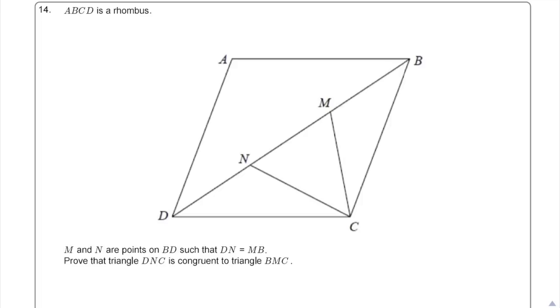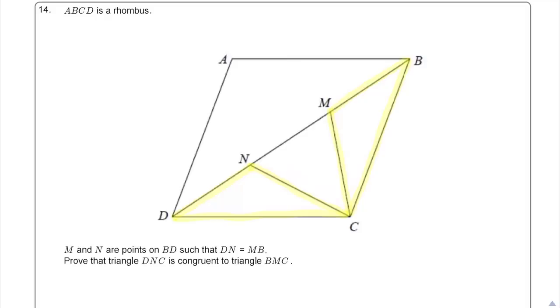Question 14 says ABCD is a rhombus. M and N are points on BD such that DN equals MB. Prove that triangle DNC is congruent to BMC. Okay, so what I'm trying to do is I'm looking at this triangle here, and this triangle here, and I'm trying to prove that they're both congruent to each other.